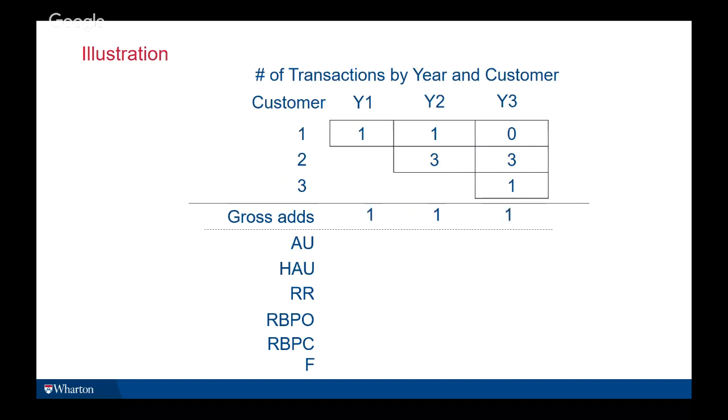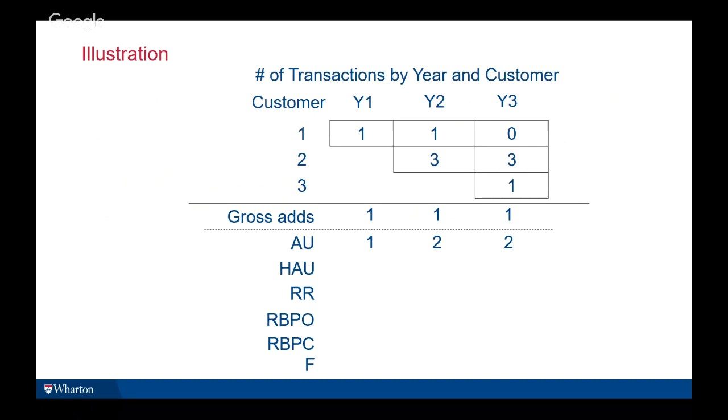So 1, 1, and 1. What would be the number of active users? Basically, the definition of an active user is someone who has made an order at some point over the preceding year. So in year 1, we just had 1 active user. In year 2, we have 2 active users. And in year 3, again, we only have 2 active users because customer 1 did not make a purchase in the 3rd year. So 1, 2, and 2.